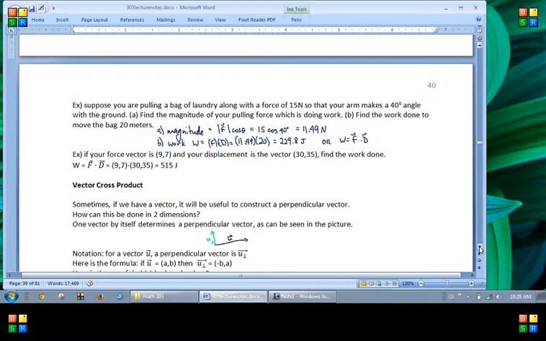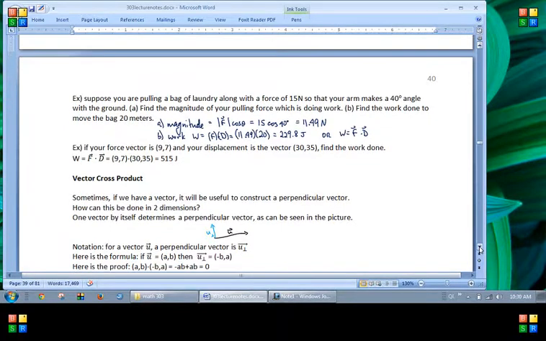And there's the formula. So if you have a vector that's a comma b, the perpendicular one is negative b comma a. And let me say, here's the proof. How do you show that 2 vectors are perpendicular? Take the dot product and you see if it equals 0. Right, so you take the dot product, a comma b dot negative b comma a, negative ab plus ab equals 0. Proof, done.